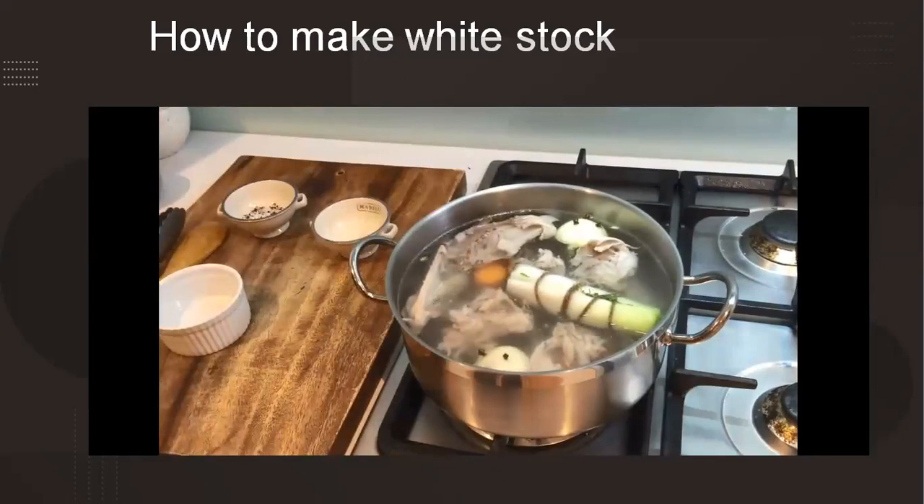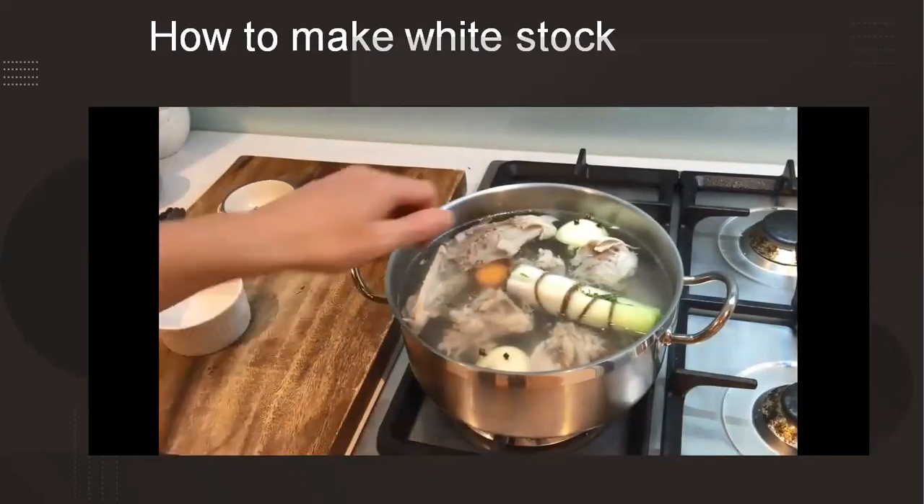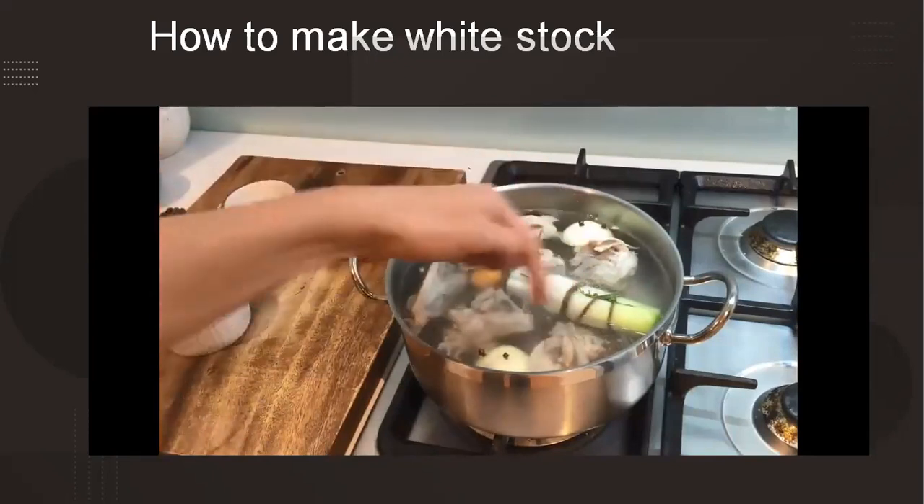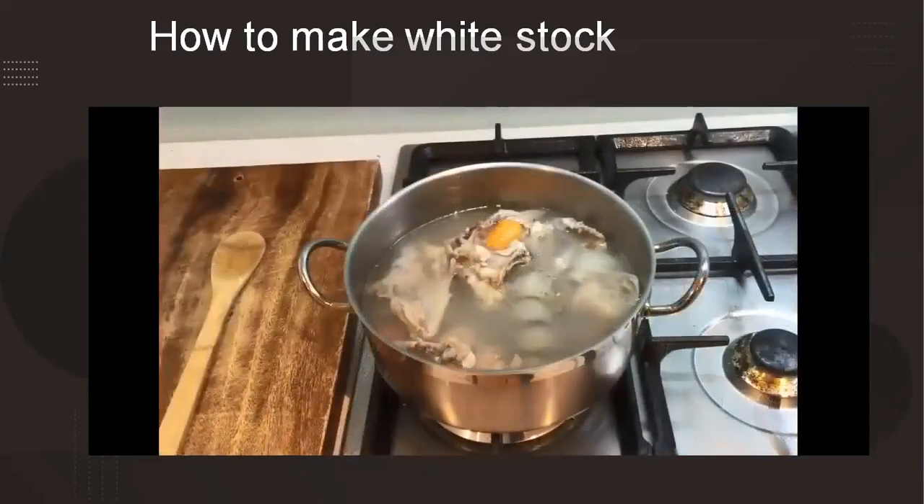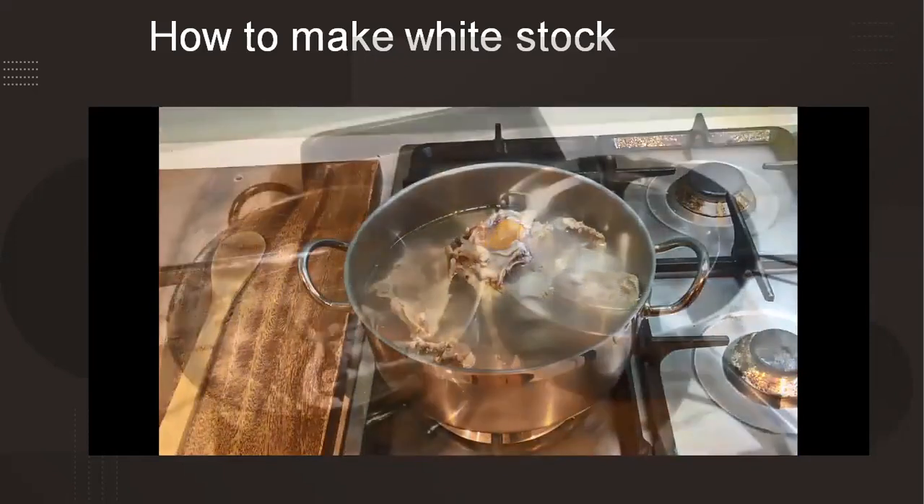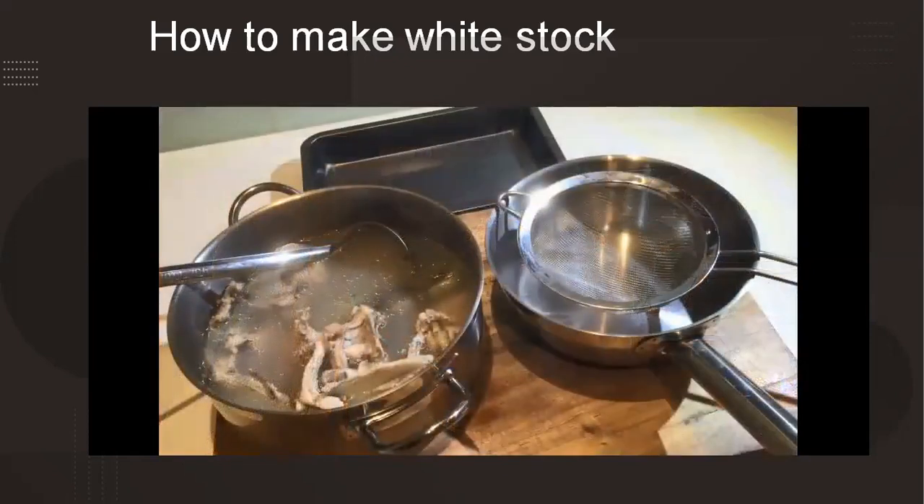So from time to time, you're gonna have to repeat the exercise of skimming any of the impurity at the top whenever they appear. After 45 minutes to an hour, you can turn your heat off and you are now ready to filter your stock. We're now ready to filter our stock.